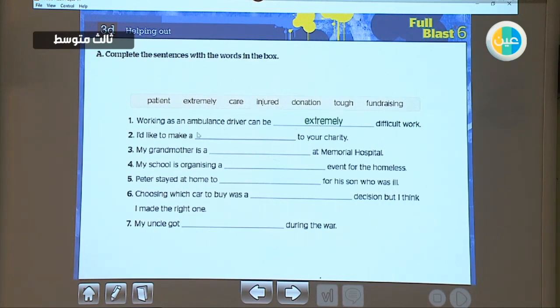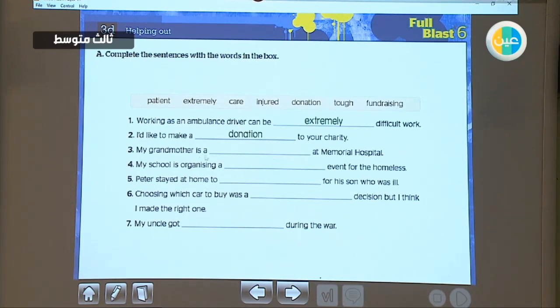The following one: I would like to make to your charity. So we have the word charity here. So what are you going to make here? To make what? And we have "a" before the space, so it should be a noun. So I would like to make a donation.